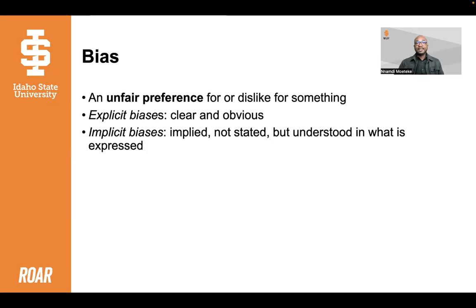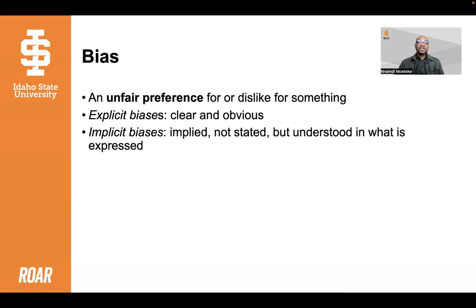First, let's start by level setting with some terms. For the purposes of this discussion, bias is defined as an unfair preference for or dislike of something. These biases are considered unfair because they are unexamined. There are two different types of biases. First, we have explicit biases, which are clear and obvious. These are the ones that you know.